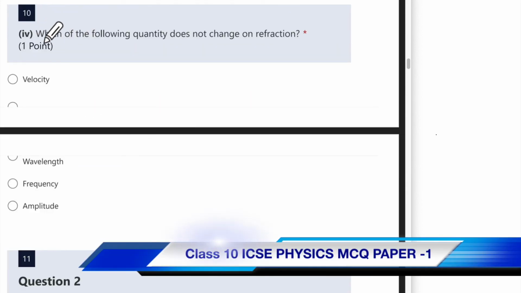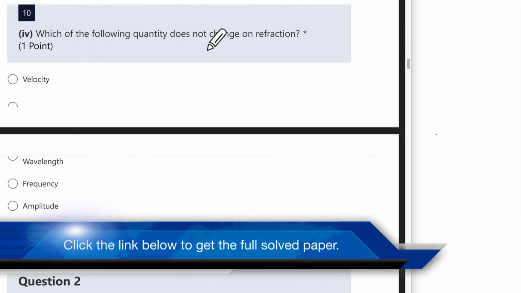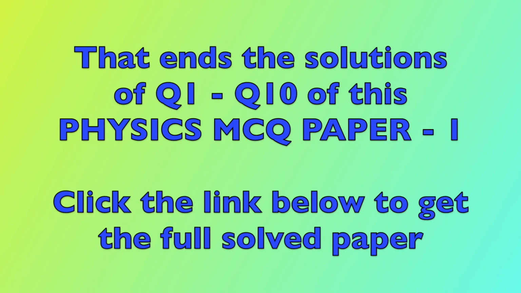So this number 10 is the last question of the first question. Then we have question 2. This says, which of the following quantities does not change on refraction? Now all of you know that it is the frequency that does not change, because it depends upon the source of light. So this was the solution of questions 1 to 10 of the preliminary examination paper of this ICSE school. I hope you have understood how to go about answering the different MCQ questions.